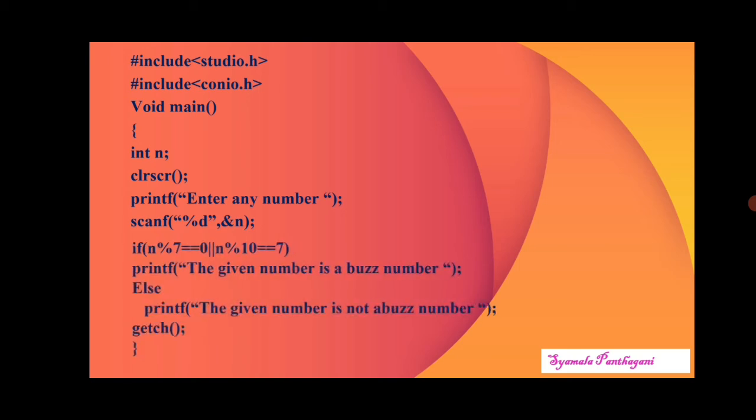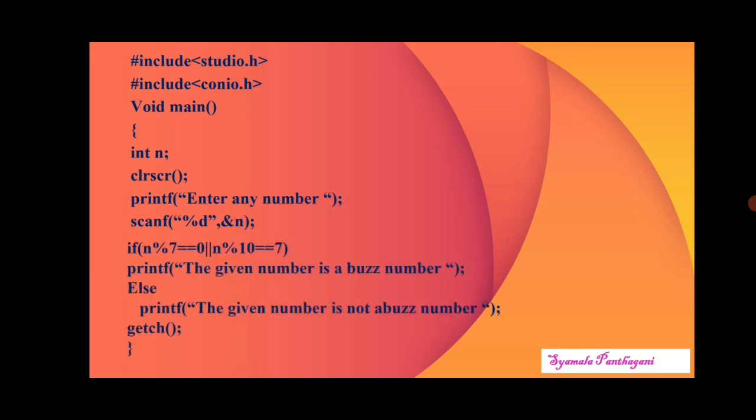Now come to the calculation part. If n mod 7 is equal to 0 or n mod 10 is equal to 7.